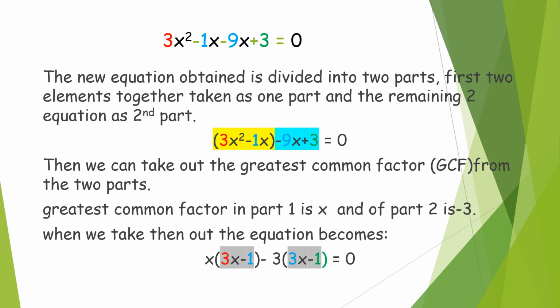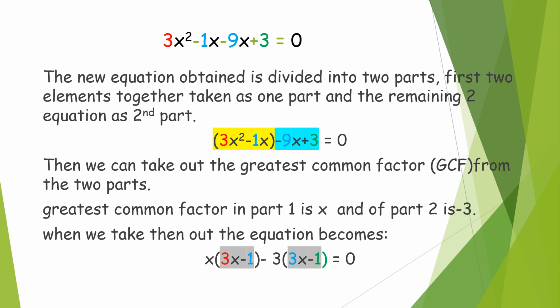If we examine the greatest common factor in this particular part of the equation, it is negative 3. So negative 3 is taken out from the second part of the equation. When negative 3 is taken out, it will become negative 3 into 3x minus 1. So our equation will become x into 3x minus 1 minus 3 into 3x minus 1. So 3x minus 1 is common in this particular equation. It can be taken as one factor and the remaining x minus 3 can be taken as another factor.